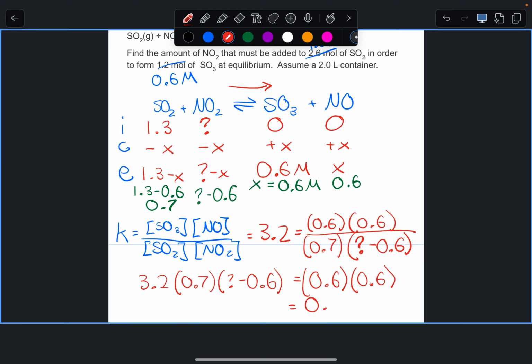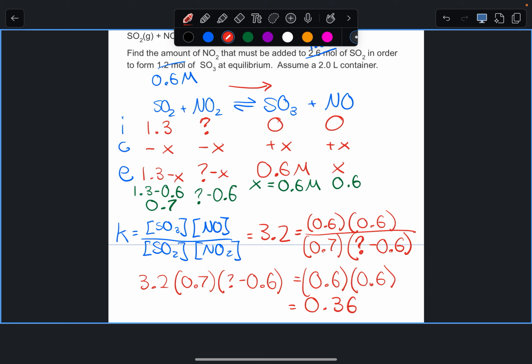Where'd you get that 0.7? 1.3 minus 0.6. Yeah, because I was wondering, because SO3 is 0.6, right? And then SO2 is 1.3, right? Yes. So first I had to find out that X was 0.6, and then this says it's 1.3 minus X, so 1.3 minus 0.6.